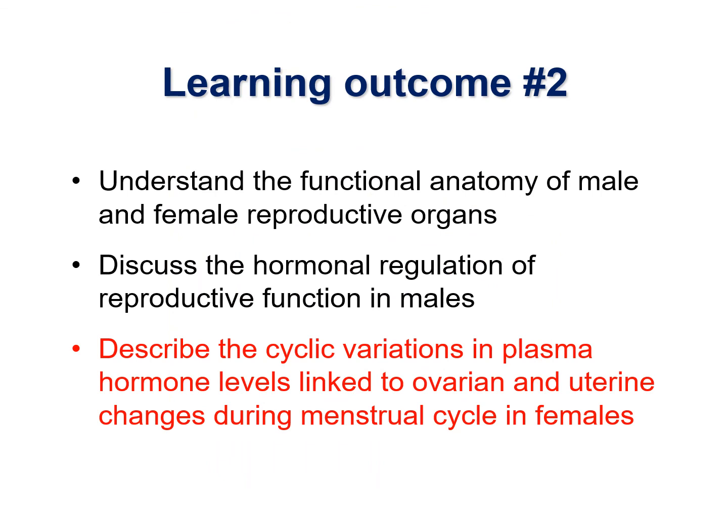So for learning outcome 2, I hope that you really understand the functional anatomy of male and female reproductive organs in the context of being able to understand how the hormones are regulated. But the most important thing here is for you to appreciate the physiological changes that happen in a cyclical way because of the way these hormones are expressed cyclically.